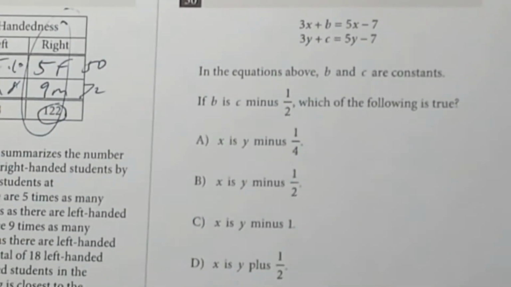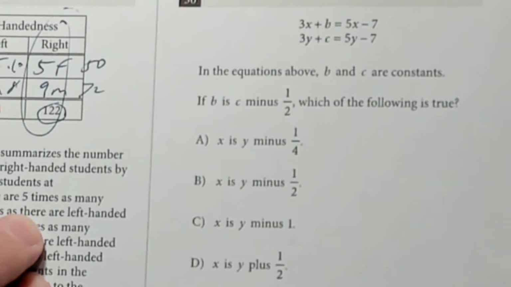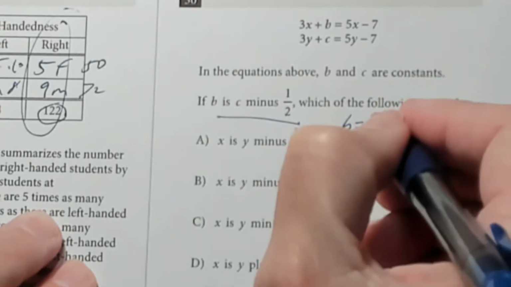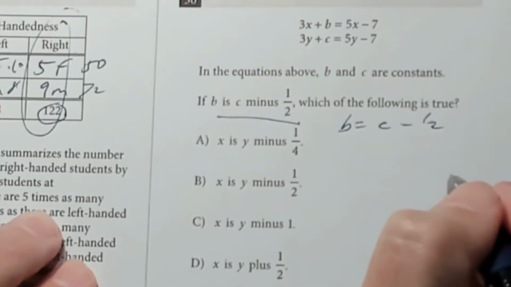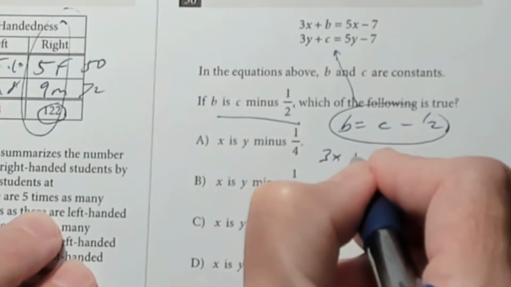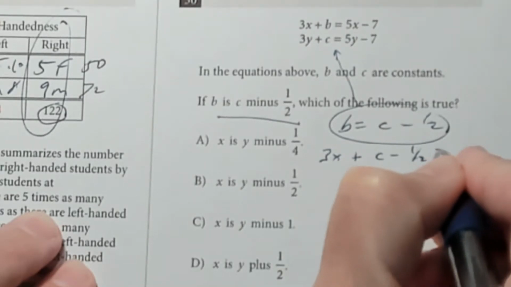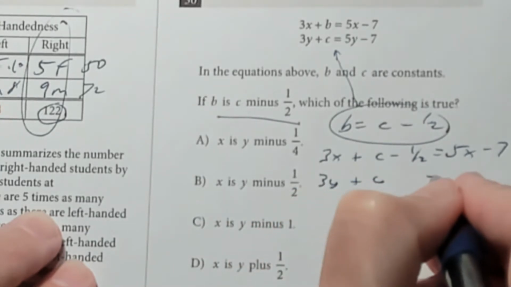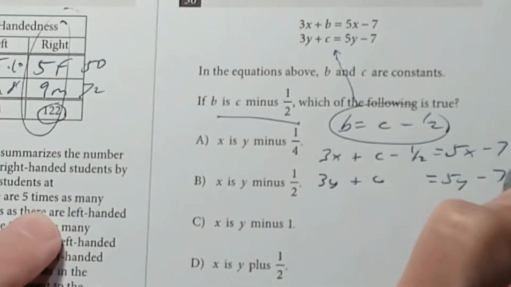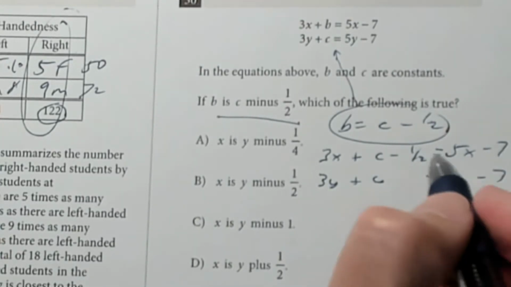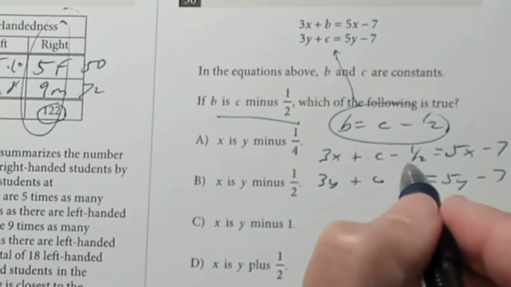Number 30. Pause a second. You can try to do this yourself. Okay, so what does this say here? B always equals C minus 1/2. And I'm going to plug that in right at the top there. So 3x plus C minus 1/2 equals 5x minus 7. 3y plus c equals 5y minus 7. So notice the only thing that's different in these two equations is this minus 1/2 guy here.